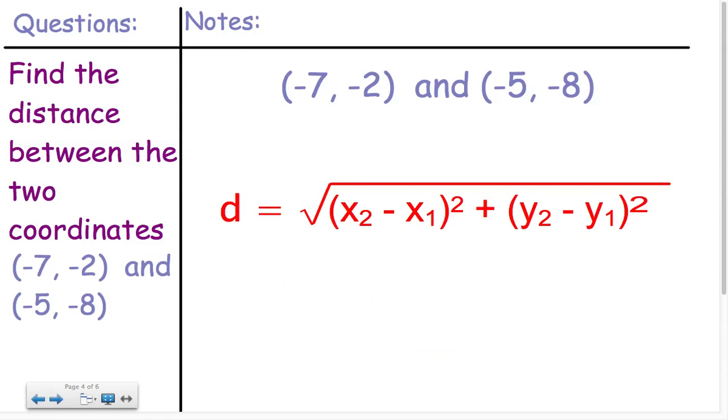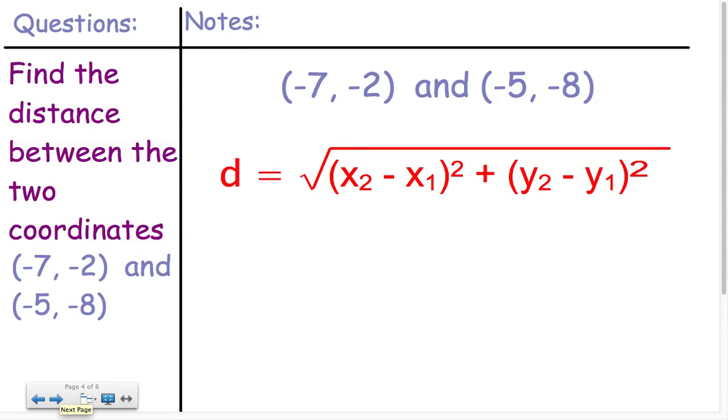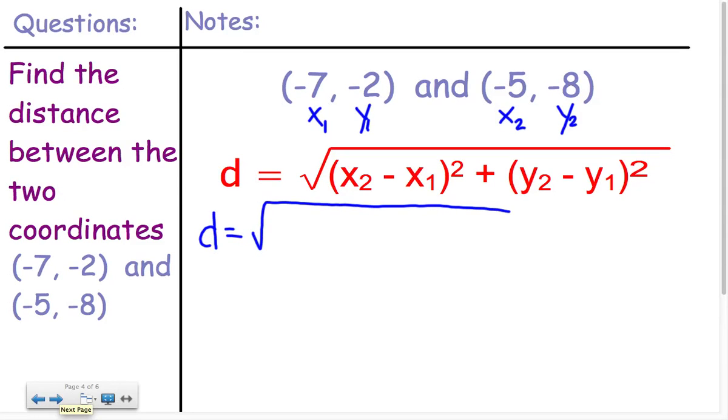All right, third example: (-7, -2) and (-5, -8). So xy, 1, 1, 2, 2. So distance equals the square root of x2, which is -5, minus x1.